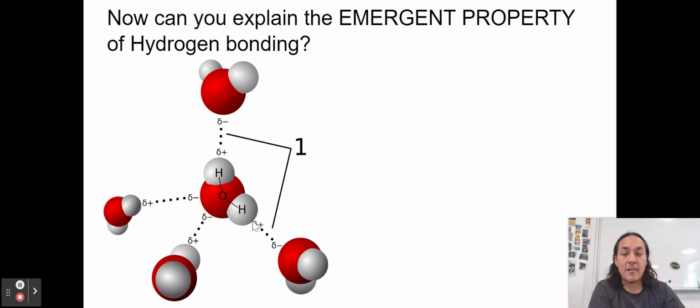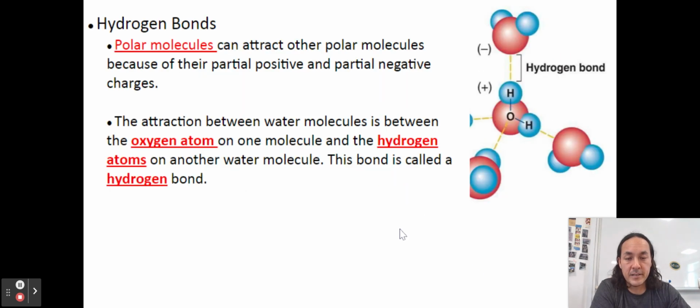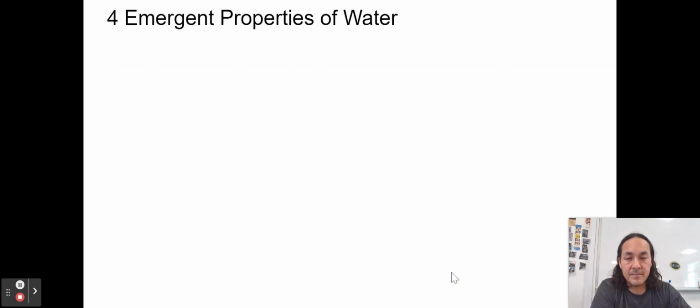These bonds are between molecules, and they're called intermolecular forces. They often break and reform, but they have an important property. They give water cohesion and adhesion. So let's check it out. Covalent bond within the water molecule, hydrogen bond between the two molecules. All right, and so here's another example of it.